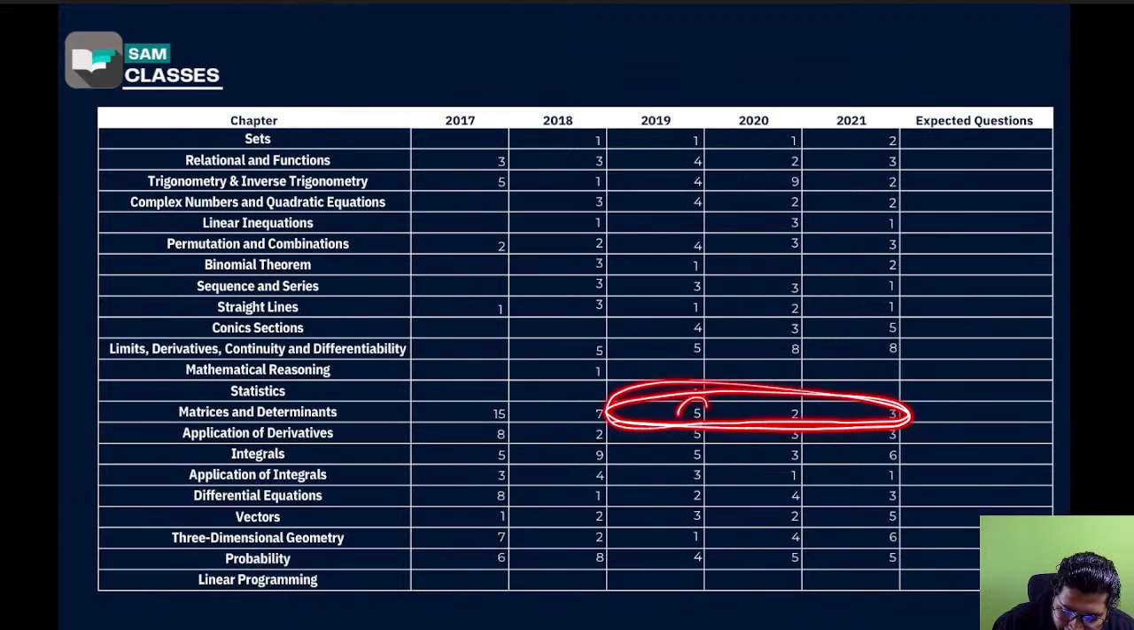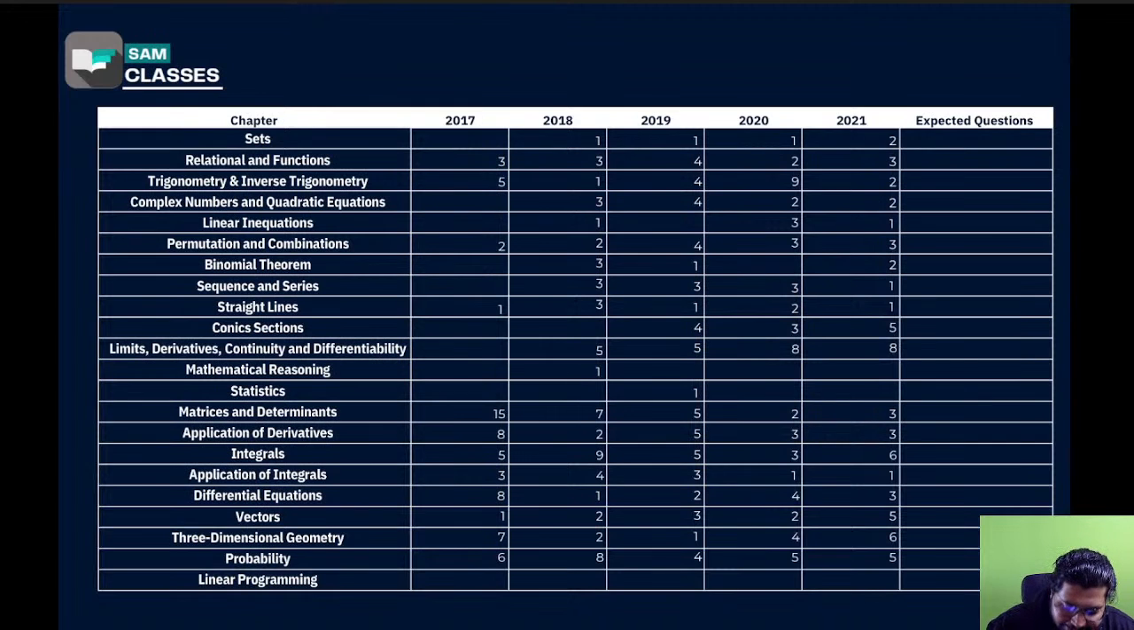Now, matrices and determinants, see here, entire difference is there. 1 time 5, again 2, again 3. So a lot of fluctuations are there. In CET, it was stable. In Comedk, a lot of fluctuations are there. Very difficult to predict. Minimum 2, maximum it can go 5.